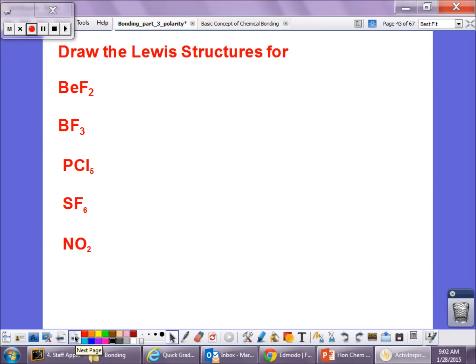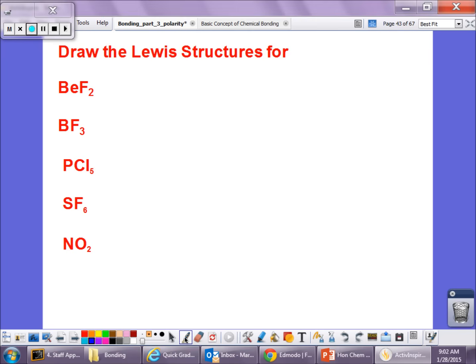Okay, so now this is the part where you need to pay very, very close attention. Let me see if I can do that so the video won't be too long. So help me. Periodic table. Lewis structure for beryllium fluoride.